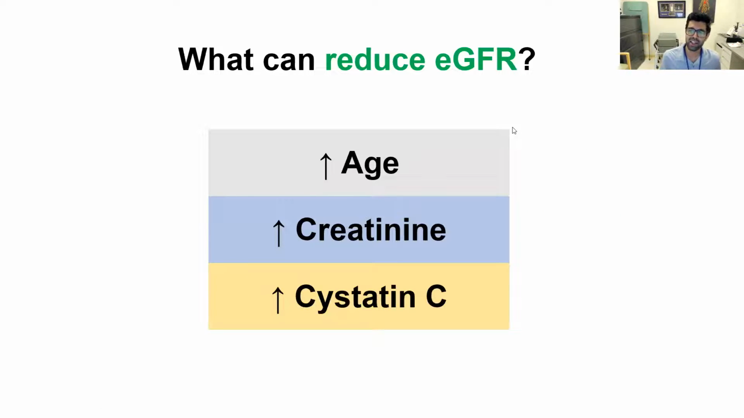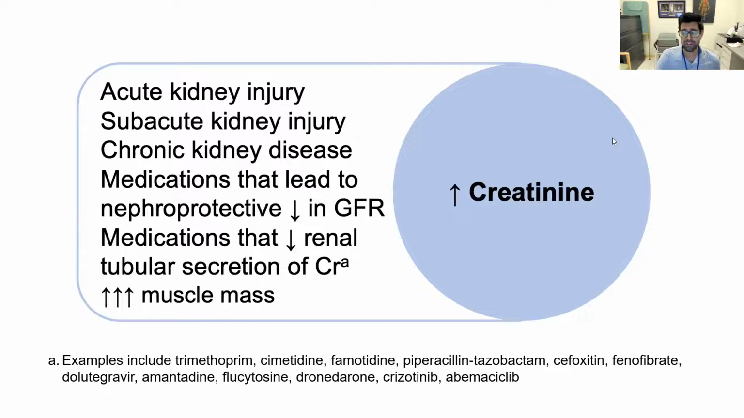When you think about things that can reduce the eGFR, you have to look at the equation. The equation includes three things: age, creatinine, and cystatin C. There are lots of different causes of elevated creatinine, but just to break it down: acute kidney injury, subacute kidney injury, CKD, meds that lead to a drop in GFR that are nephroprotective, like the ones I mentioned earlier. There are certain medications that actually just decrease the renal tubular secretion, so the creatinine goes up, but the kidneys are totally fine. There's a list below. And increased muscle mass. So you do have to pay attention.